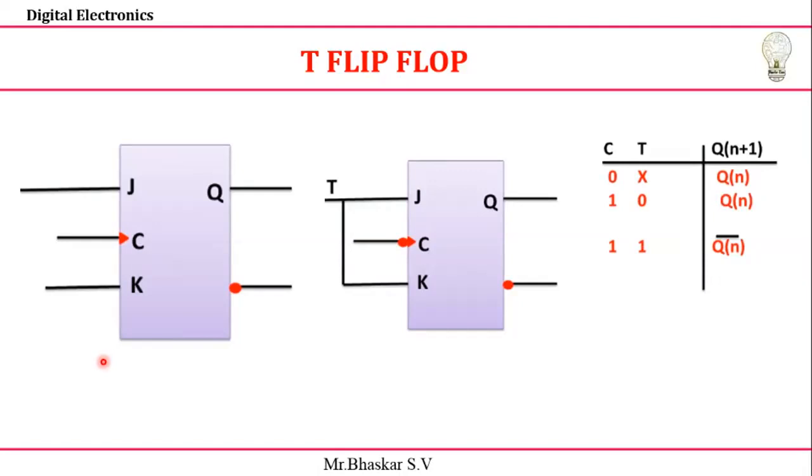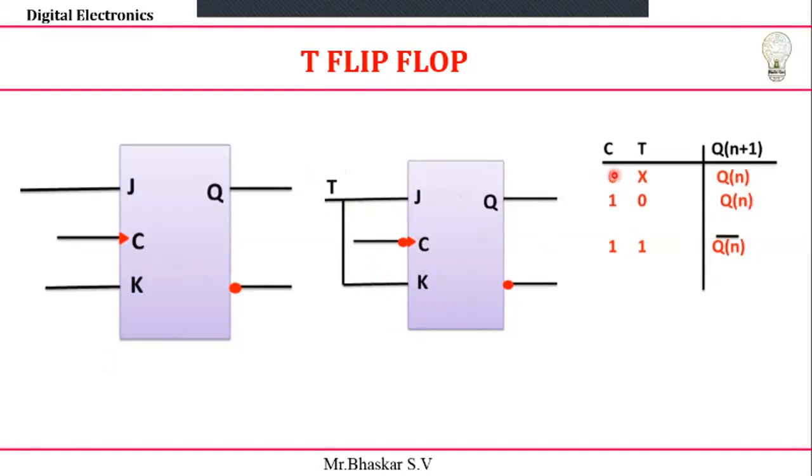I'm going to construct a T flip-flop from a JK flip-flop. If I short the J and K inputs together and call the input T, then giving 1 is a toggle. And if I give 0, meaning both J and K values are 0, 0, then there is no change.